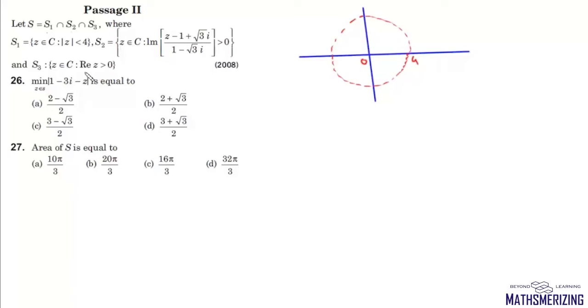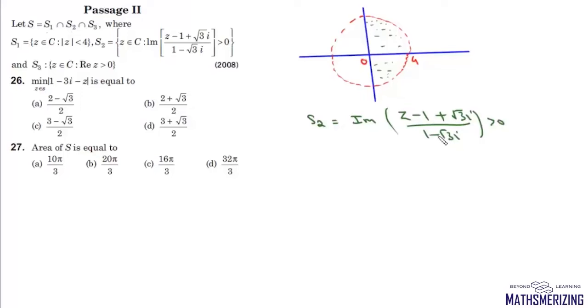Now S3 is the set of all points in which the real part is greater than 0. That means all the points inside this circle which lie in the first quadrant or fourth quadrant. And then this S2, which is the imaginary part of (Z minus 1 plus root 3 iota) upon (1 minus root 3 iota), it is greater than 0.